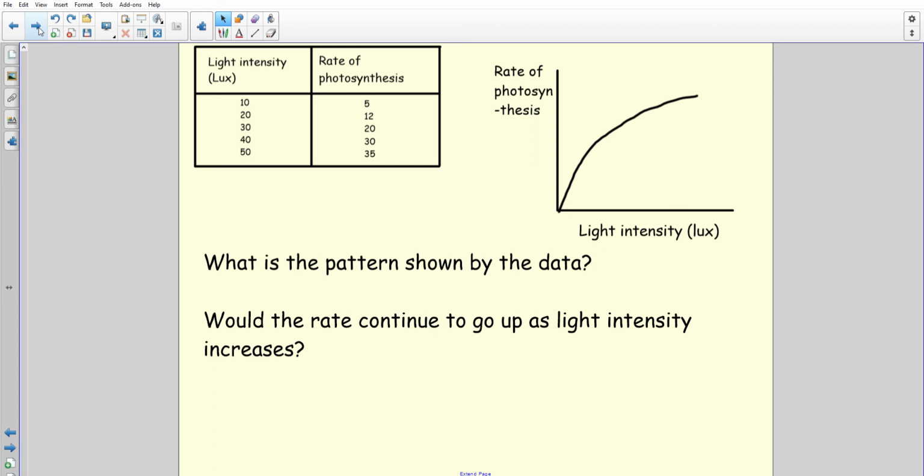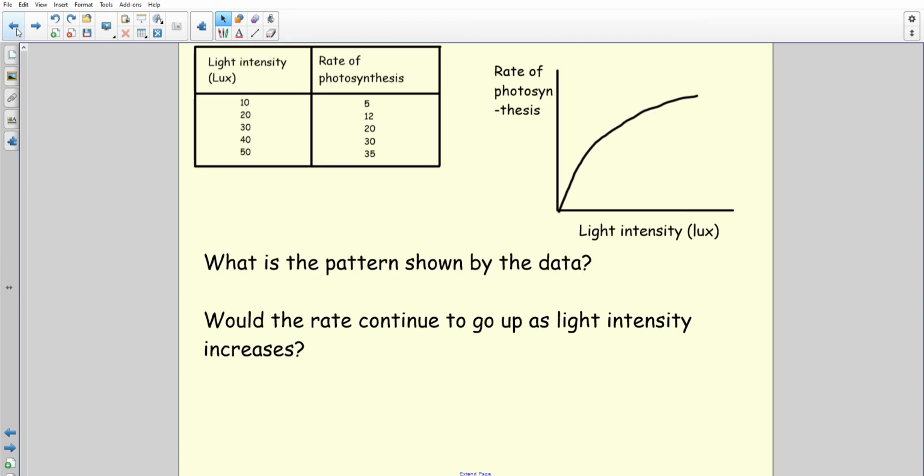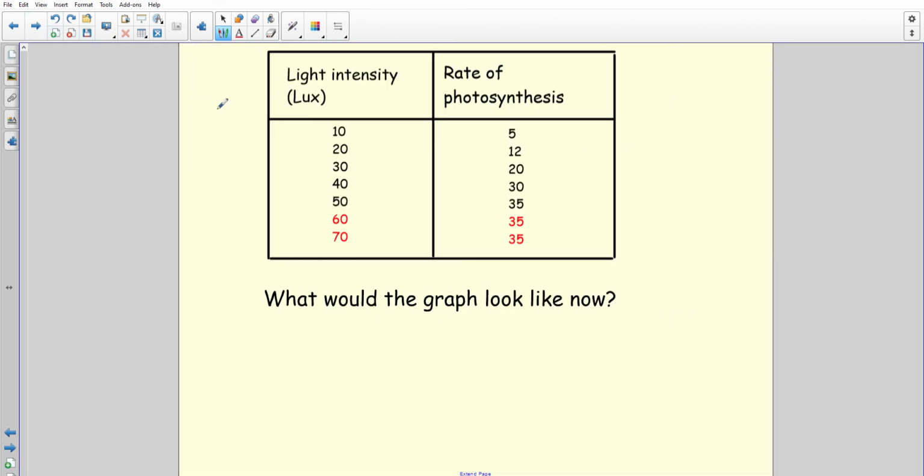Okay, when we're ready to move on, we would see something like this if we continued. The pattern is showing that as the light intensity goes up, the rate of photosynthesis goes up. That's what we can quite clearly see on the early part of the graph. So if I just highlight this bit here, at the start, as the light intensity goes up, the rate of photosynthesis goes up, easy. But what's happening at this end bit here, it's starting to level off, and that is to do with this.